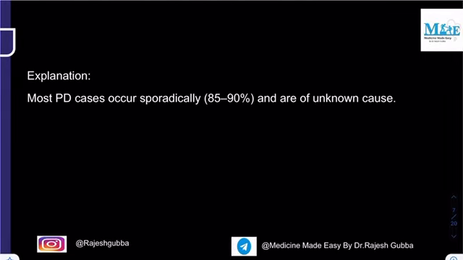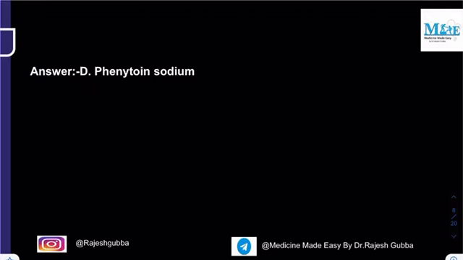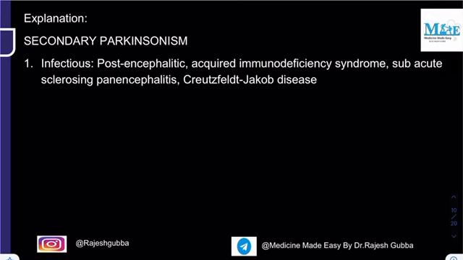Then next question, Parkinsonism may be caused by all except reserpine, alpha-methyl-dopa, metoclopramide, then phenytoin sodium. The correct answer here is phenytoin sodium, which is an anti-epileptic. This will not cause Parkinsonism. Whereas you take the other conditions which will cause Parkinsonism.